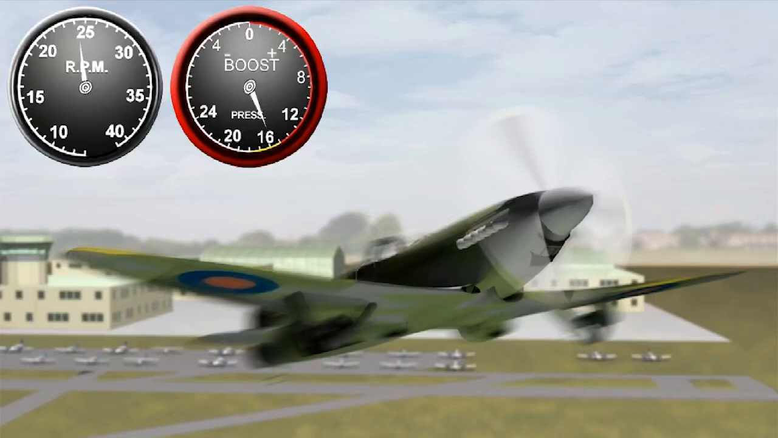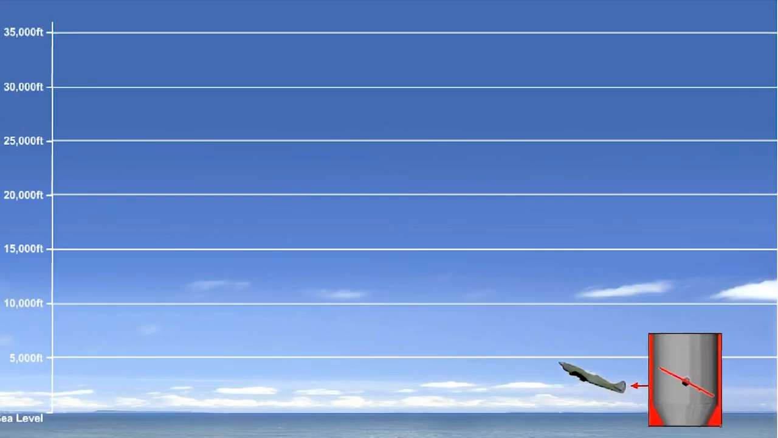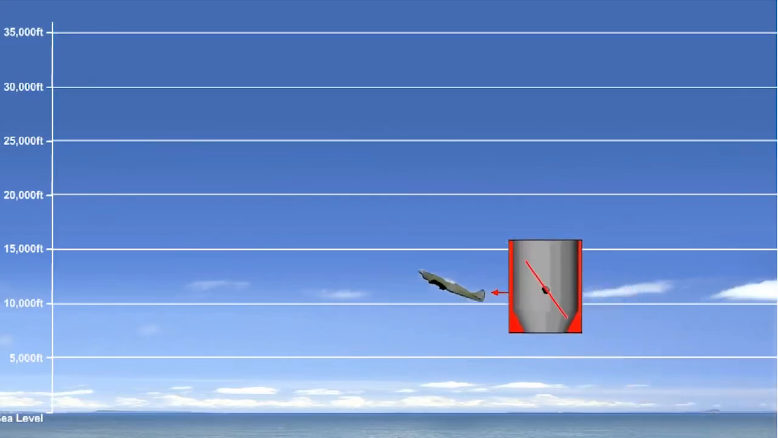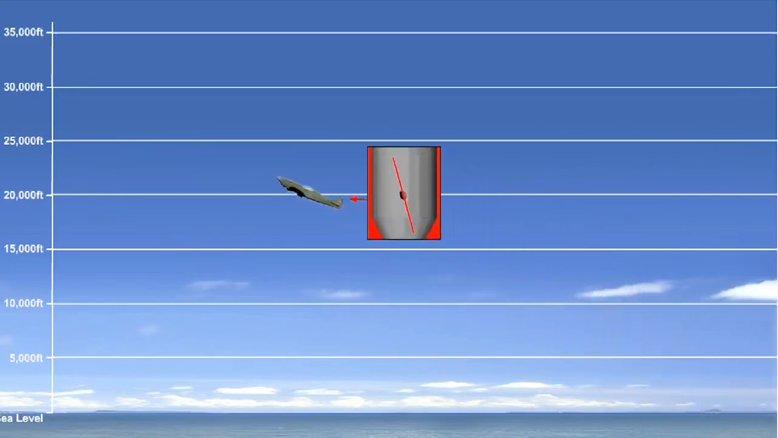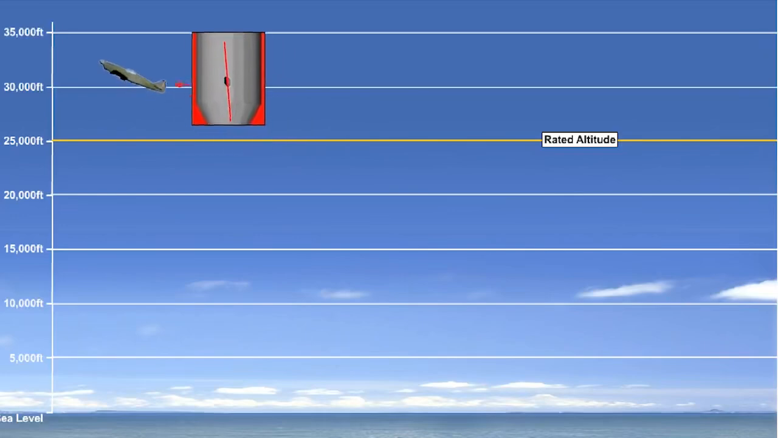The maximum continuous power the engine can produce is called rated power. This power is produced at a specified RPM and boost, or manifold absolute pressure. We'll talk more of manifold absolute pressure later in this lesson. The aircraft is normally flown in the cruise at a fraction of this power. The maximum altitude at which the engine can maintain rated power, with the throttle valve fully open, is termed rated altitude.